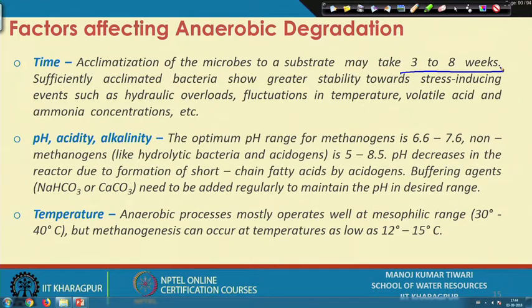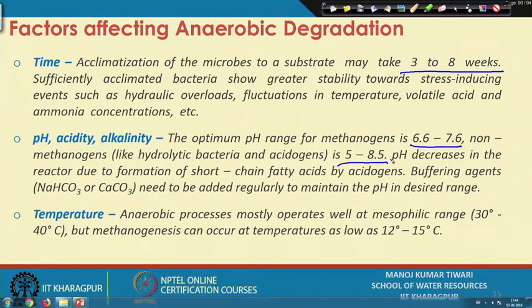Then there is the effect of pH as well. The optimum pH range for methanogens is 6.6 to 7.6, and for non-methanogens like hydrolytic bacteria and acidogens it is 5 to 8.5. So, methanogens have a more narrow range and are more susceptible to pH and alkalinity changes.